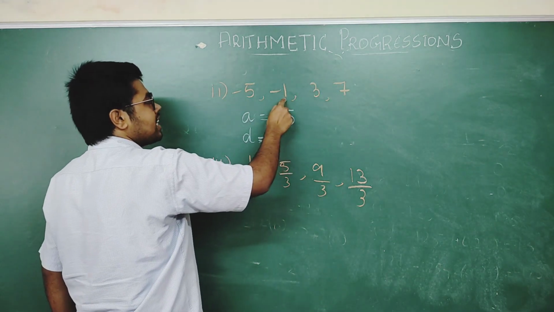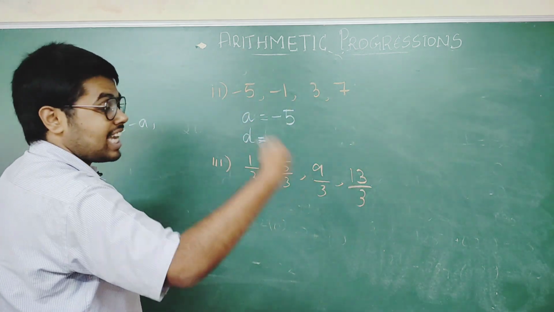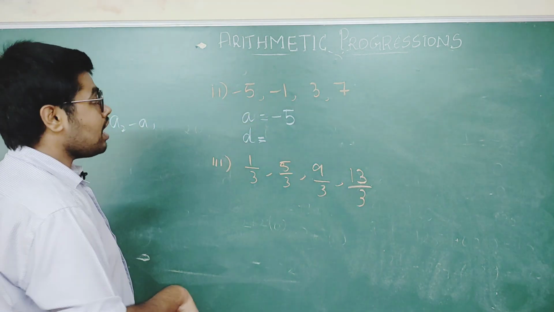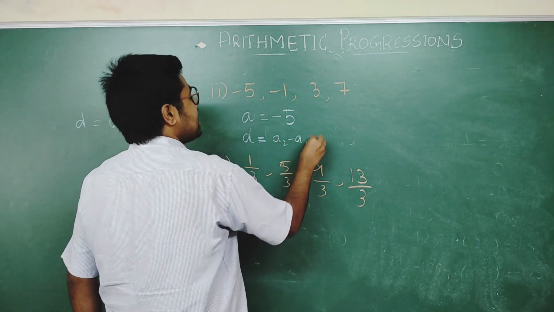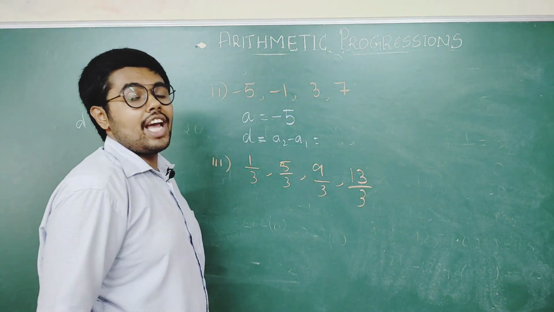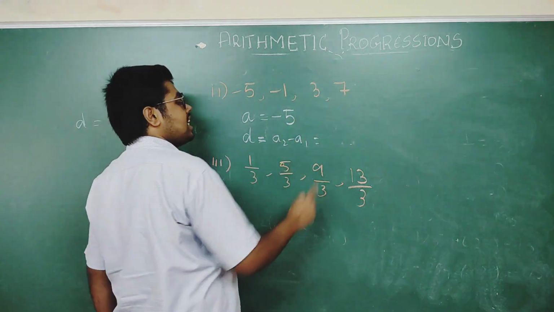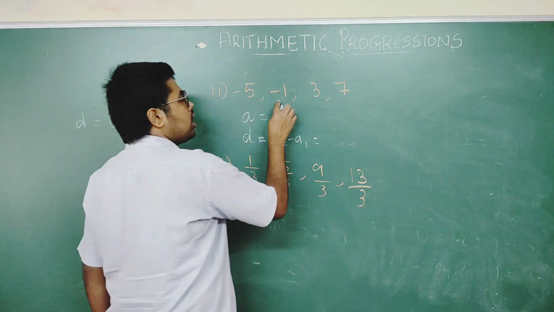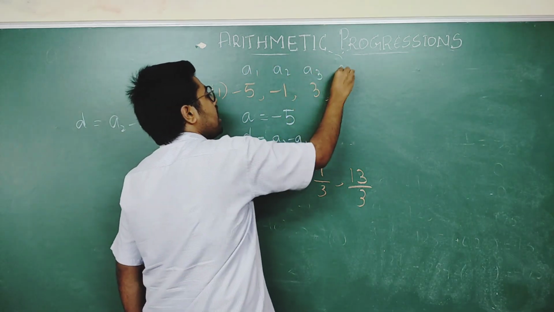You have to subtract the first term from the second term, right? So I'll just put A2 minus A1. You can easily observe the AP is increasing, so the common difference must be a positive number. It is increasing, right? Going from negative to positive, it's an increasing AP. So A2 is how much? This is A1, this is A2, this is A3, this is A4.